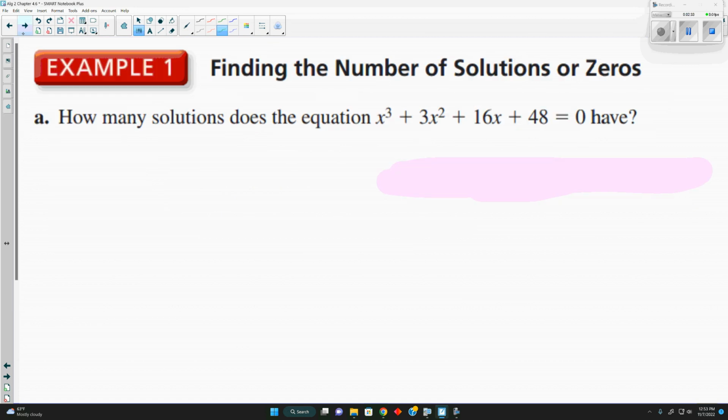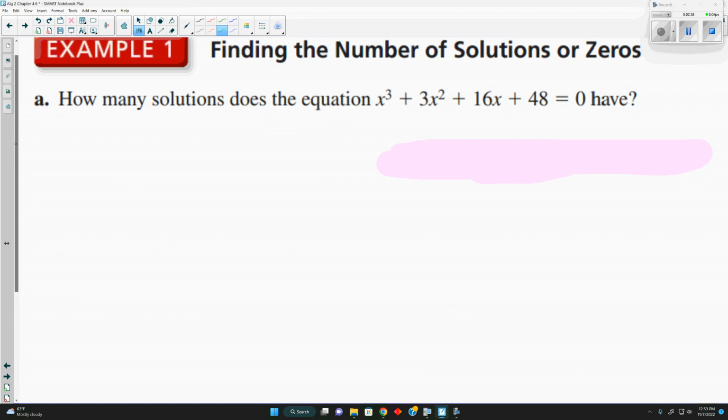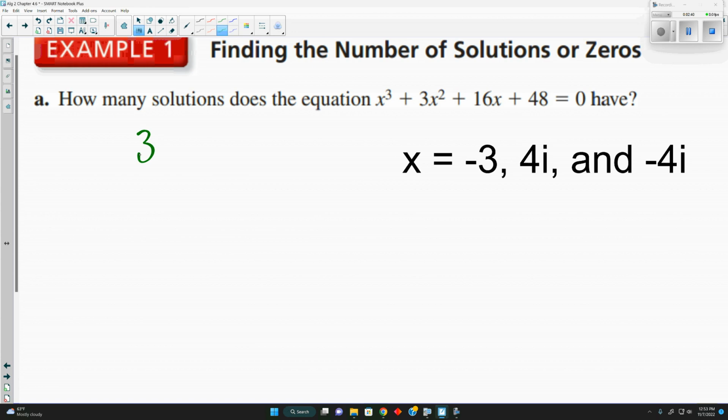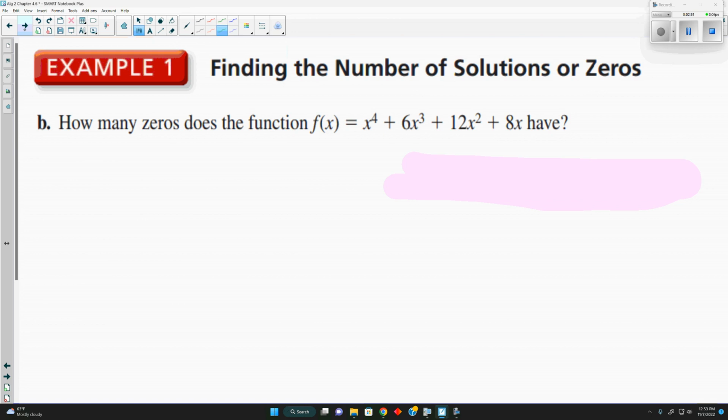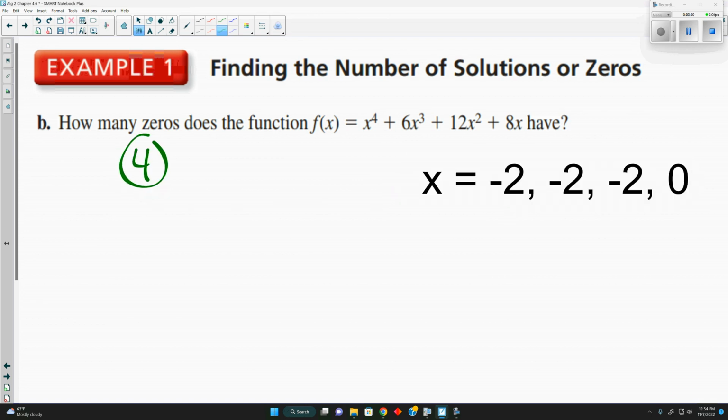So, if we look at this one here, how many solutions does this equation have? Because the degree is 3, 3 solutions. It works out that the solutions are negative 3, 4i, and negative 4i if we wanted to work them out. But the main thing is that it has 3 solutions. How many zeros does this function have? It would be 4. And it works out that if we found them, it would be negative 2, and 0.